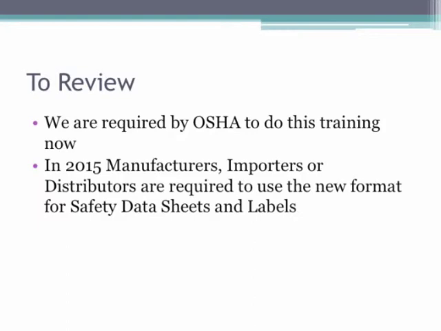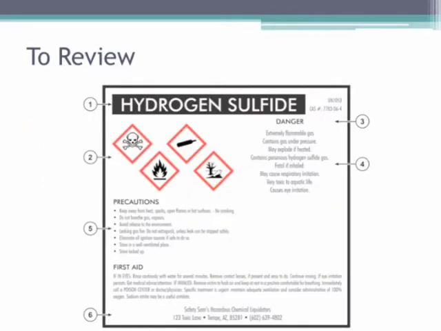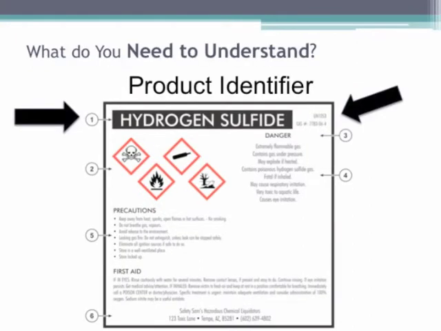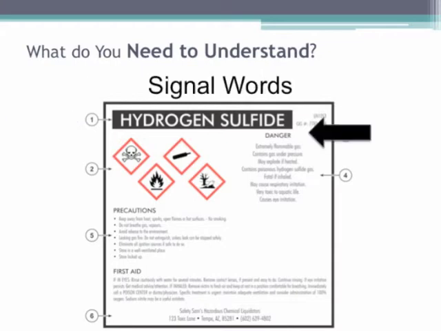In 2015, manufacturers, importers, or distributors of products and chemicals are required to use the new format for safety data sheets and labels. As part of GHS, both the safety data sheet and the product label need to have specific information. This includes a product identifier, what the product is, and its identification number. A signal word of danger or warning may be included in the SDS and product label.